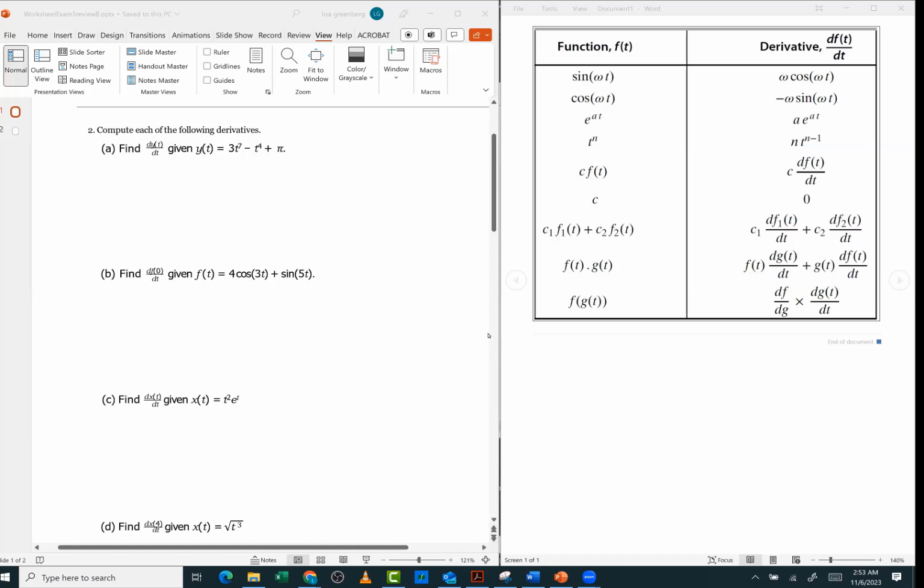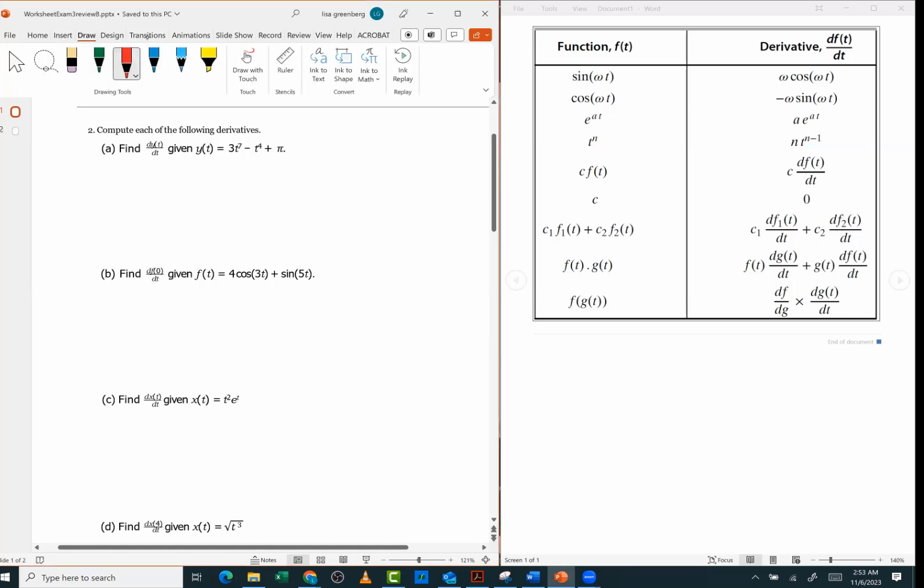Number 2, compute each of the following derivatives. We want to know what dy of t dt is. It's the same as saying y prime. We want to take the derivative. To take the derivative of this function, we really need the power rule. This is the power rule.